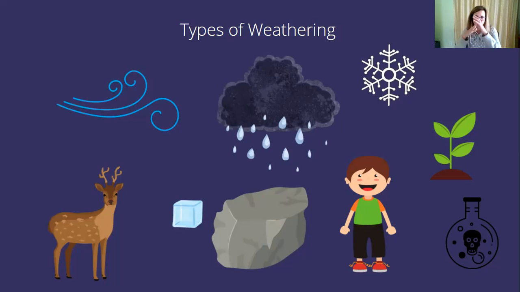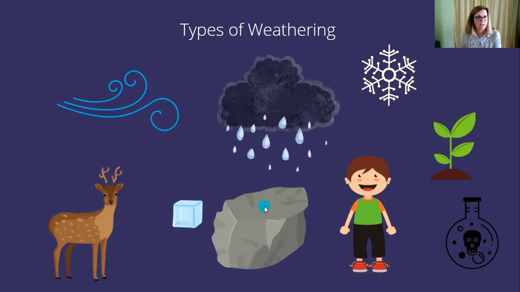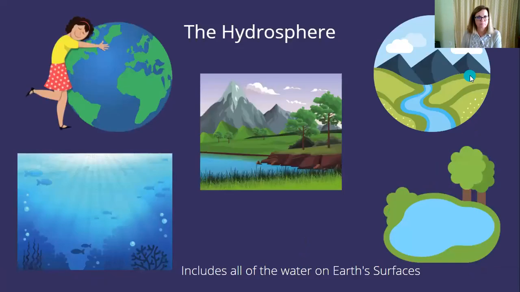So that tree root actually pushed up on the rock, and it will break the rock, because a plant seed is one of the strongest things on earth. I don't know if you knew that. Chemicals will also break rocks. So acid rain falling down, which is polluted rain, will fall down and actually tear down rocks or weather rocks. So that's all examples of weathering.